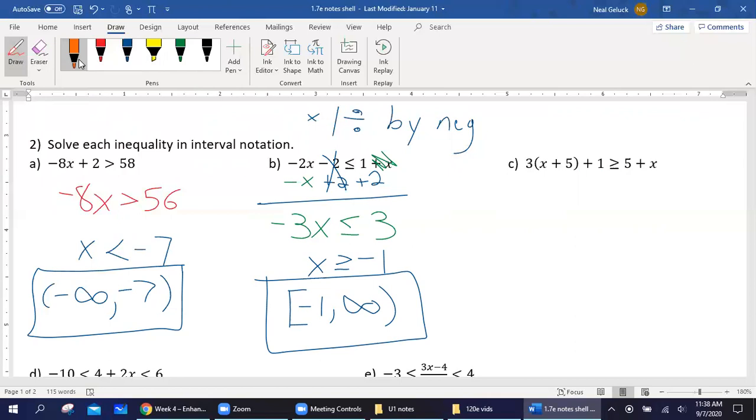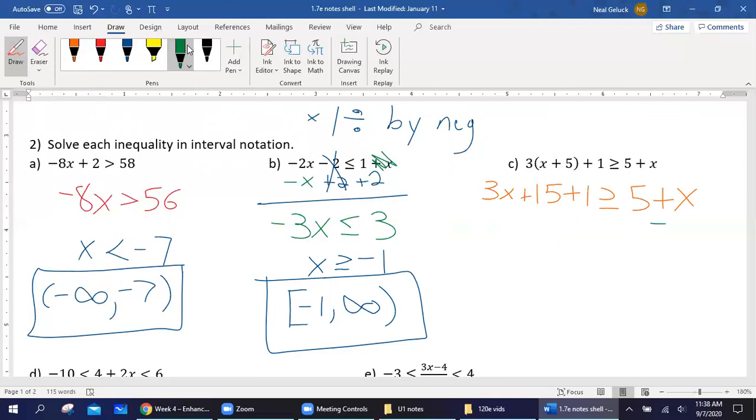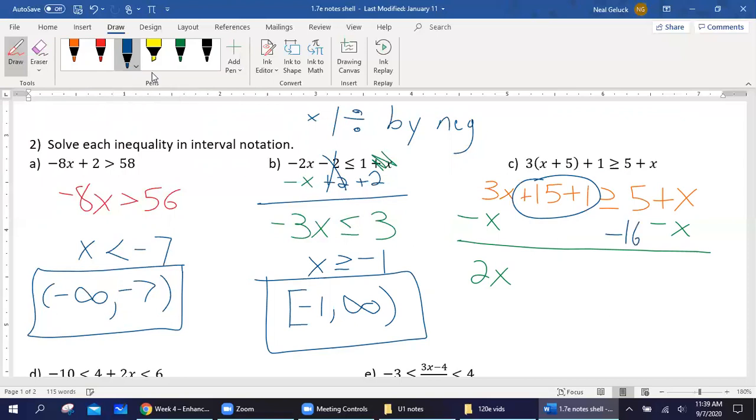For letter C, a little more complicated, but again, we solve it like it's an equation. So if I distribute, I group my x's together. So if I subtract over an x, that'll give me a 2x. I really have 16 over here if I added those together. So I'm going to subtract over 16 to the other side. That would give me negative 11.